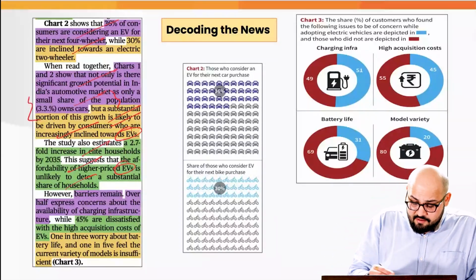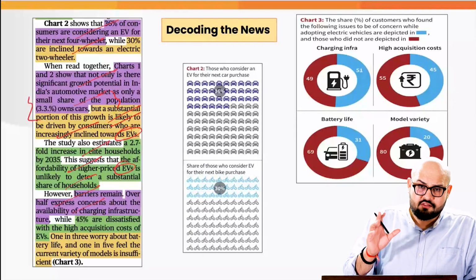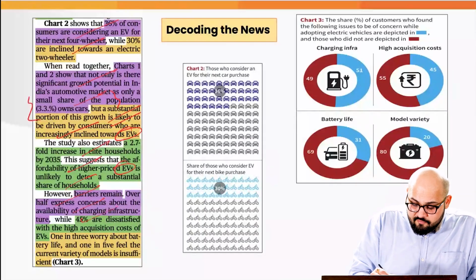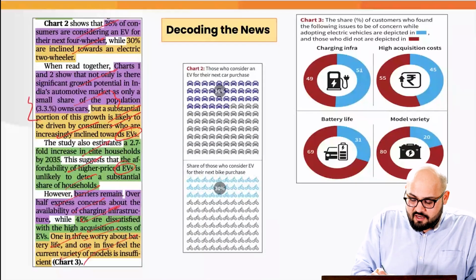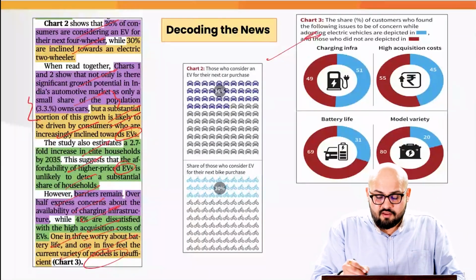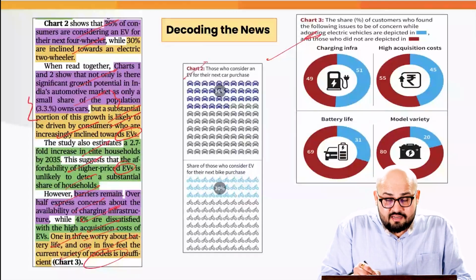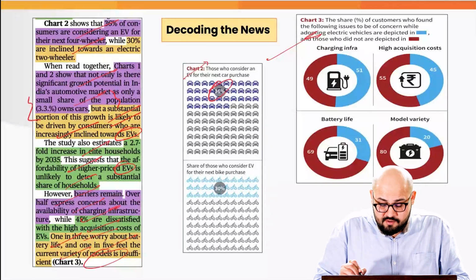However, we have different barriers. Over half express concerns about the availability of charging infrastructure. That is one of the very serious issues. 45% are dissatisfied with the high acquisition costs of the electric vehicles. 1 in 3 worry about the battery life, and 1 in 5 feel the current variety of models is insufficient. Just look at this graph. So we have those who consider an electric vehicle for their next purchase. We have 36%.